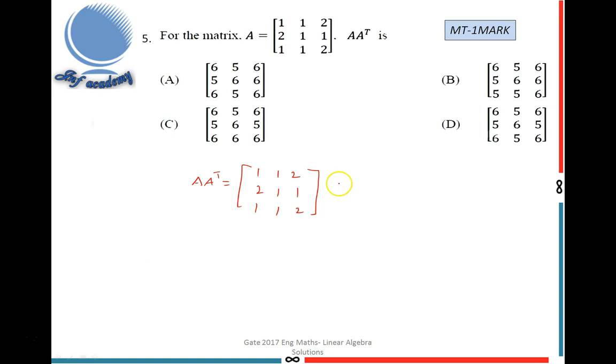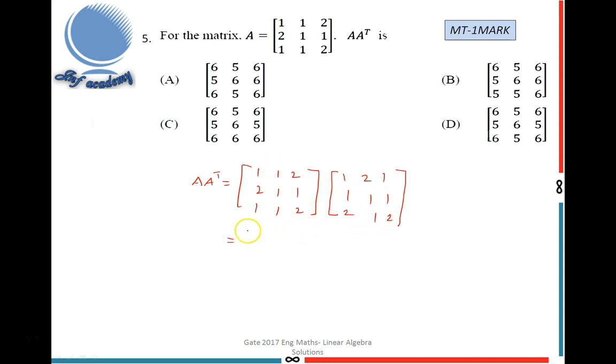And A transpose. How to find the transpose? Interchanging rows and columns. Here I interchange rows and columns. Next, multiplying these two matrices, we get the first row first column, first row second column, first row third column.